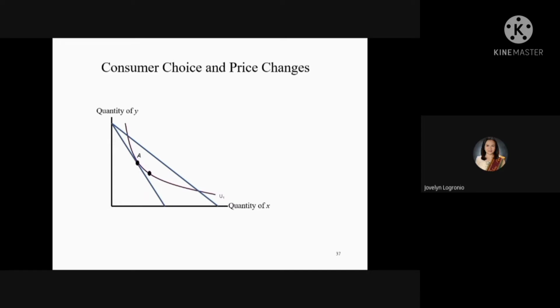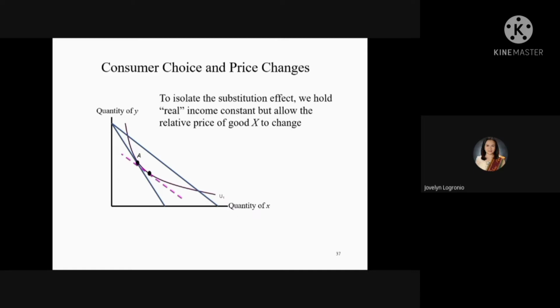Now let us decompose the two effects of a price change. So here we will identify the substitution and income effects as price of good X falls. We will identify first the substitution effect. To isolate the substitution effect, we hold real income constant but allow the relative price of good X to change. So as we can see, the budget line rotates to the right.